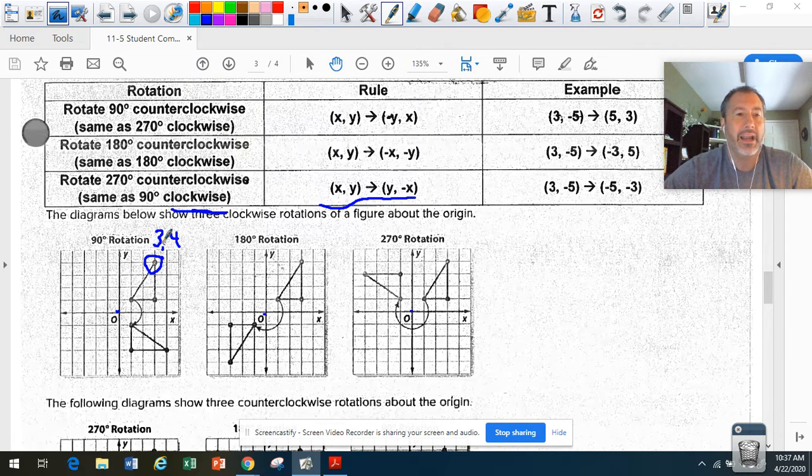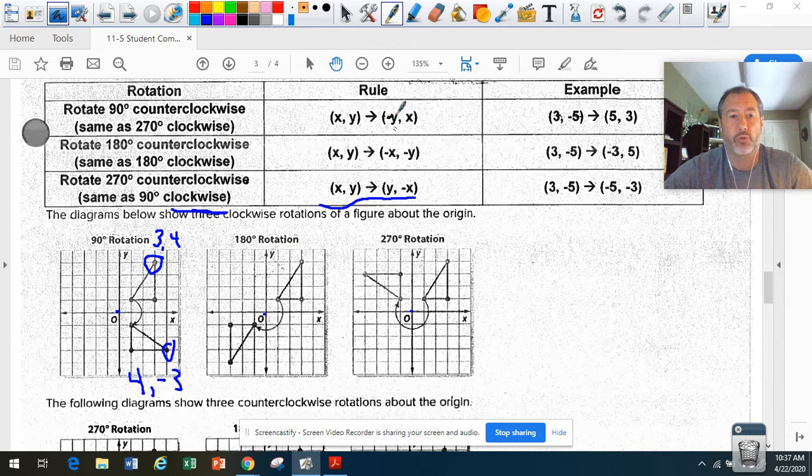Okay, 3, comma, 4. If we flip them, that gives us 4, comma, 3, but then it says make the X the opposite. So it'd be 4, comma, -3. Is this point located at 4, comma, -3? Well, 1, 2, 3, 4. Here's our X, yes. And go down, 1, 2, 3. There it is. So our new point is 4, comma, -3. Okay, so that's basically how it works.